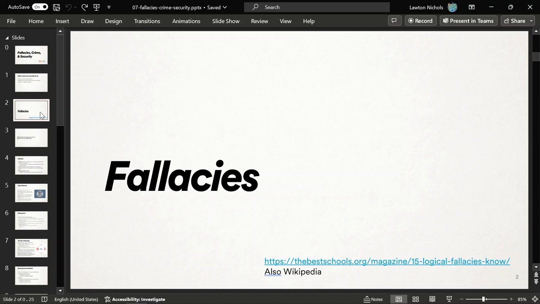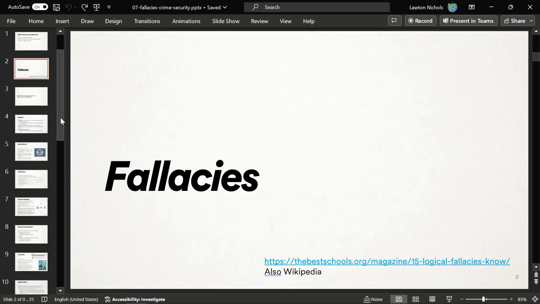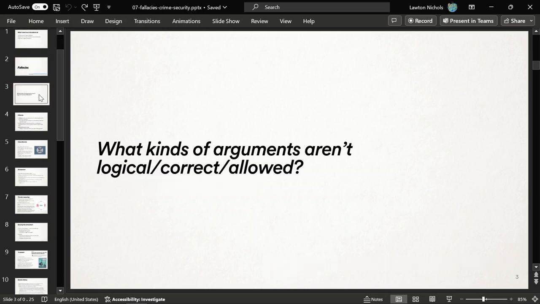So there are a bunch of places where you can go to learn about them. Wikipedia is great, honestly. But let's learn about fallacies. An argument with a fallacy in it is incorrect. So this little subsection is going to try and answer this kind of question: what kinds of arguments just aren't allowed at all? They're not logical. They're not correct. They should not be trusted. An argument with a fallacy should not be trusted. So let's learn what those are.